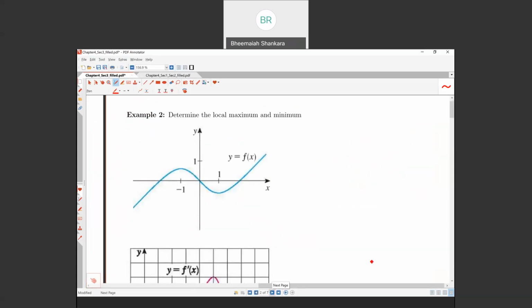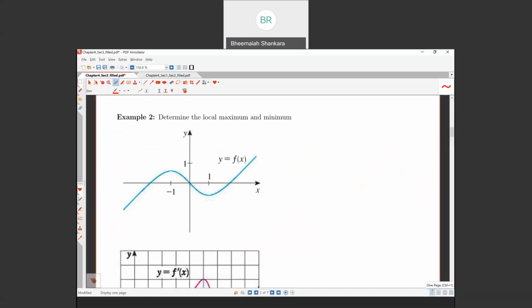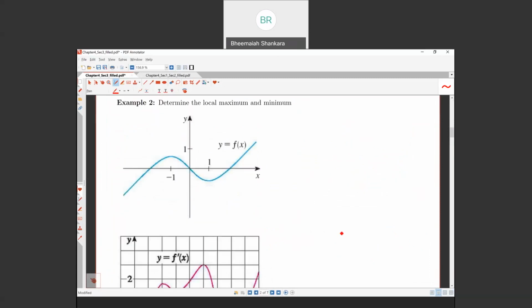Next, determine the local max and the minimum value. So you read the graph and then you say the max and the min. So at -1, you see a maximum here. So you write at x equal to -1, you have a local max. And at x equal to 1, here at this point, you have local min. So these are just reading the graph problems.